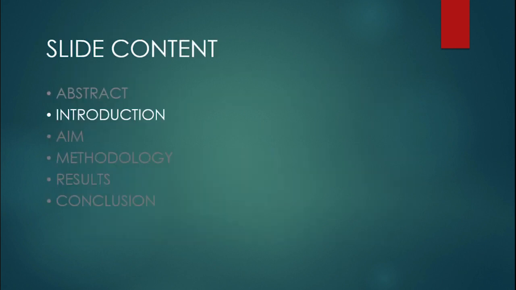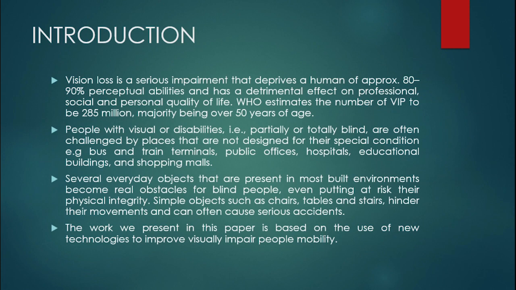And the next slide, this is the introduction. As we know, vision loss is a serious impairment that deprives a human of approximately 80 to 90% of their abilities, and has a detrimental effect on professional, social, and personal quality of life. The World Health Organization estimates the number of visually impaired to be about 285 million, majorly above 50 years of age. People with visual disabilities experience several difficulties and challenges, like moving from one place to another, or entering the bus or the train terminal, or hospitals, education buildings, and shopping malls.